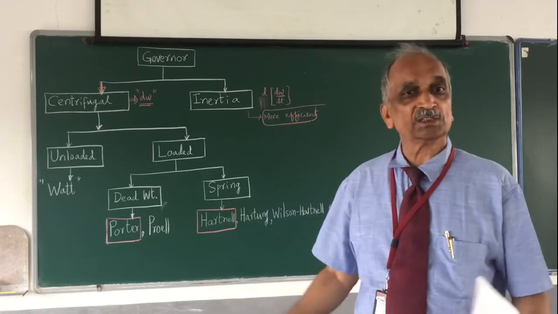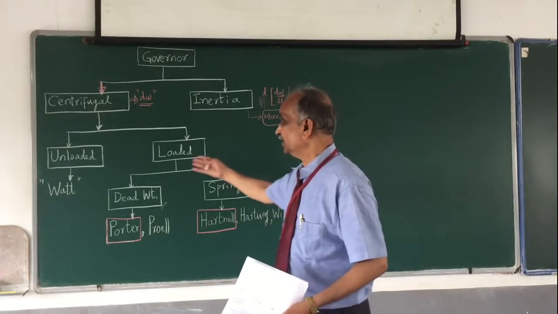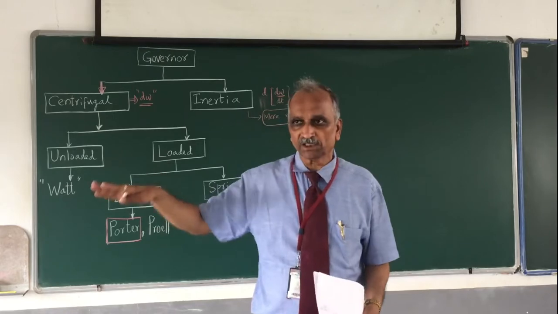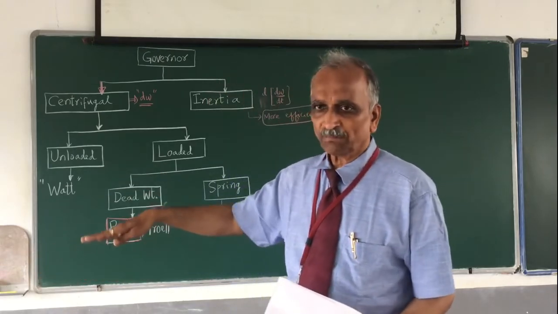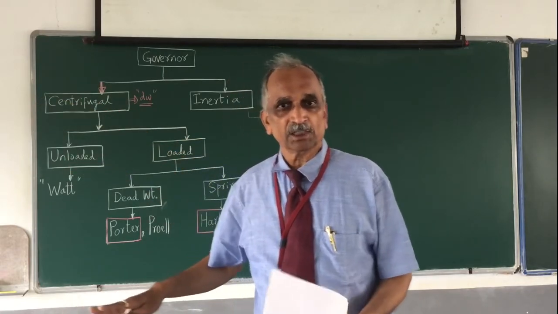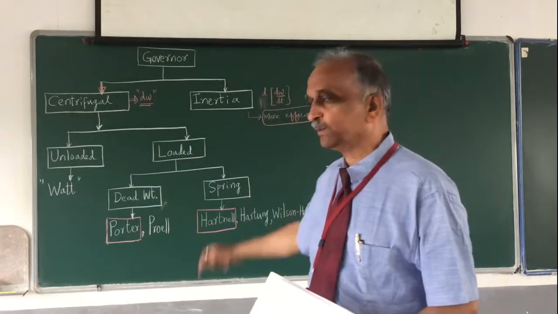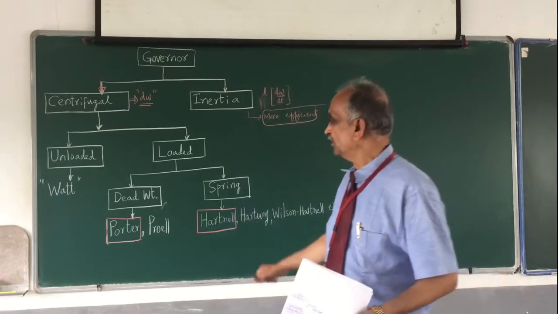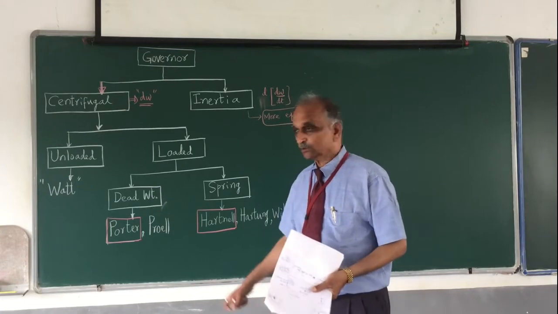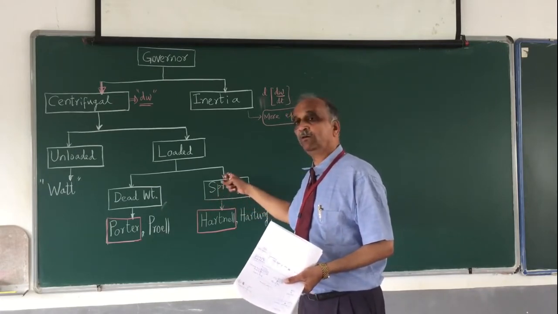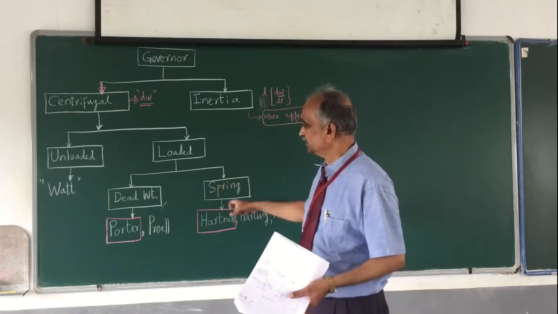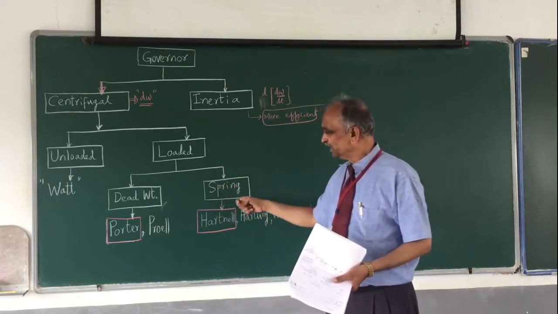So therefore the load is not constant. In case of the dead weight type, the load on the sleeve is constant, whether the sleeve is in its bottommost position, its topmost position, or anywhere. The load is constant. But in case of a spring loaded governor, the load on the sleeve is not constant, it is varying. So it is a variable type of loaded governor. The load on the sleeve is varying. And how it is going to be achieved, that we are going to study.